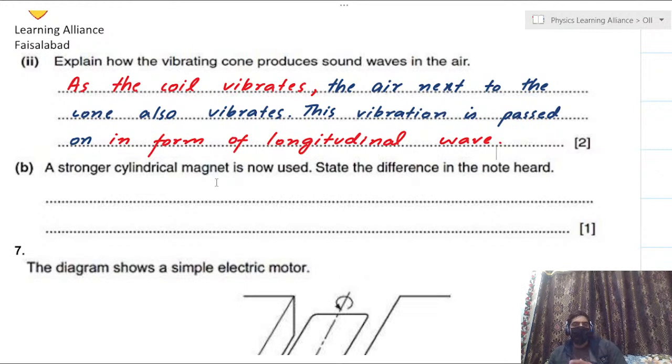If you increase the strength of a magnet, you can increase the magnitude of force, and that increased force would make the cone vibrate at a faster rate with more intensity. So the air particles would also vibrate with more intensity, and the sound note that you would hear would be louder.